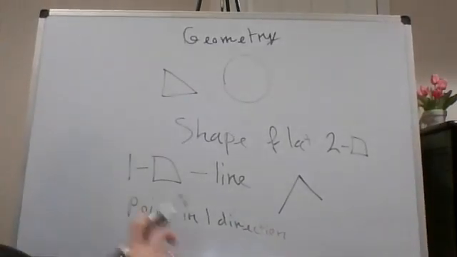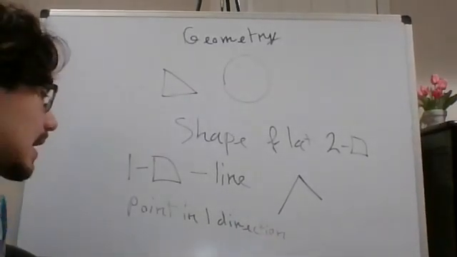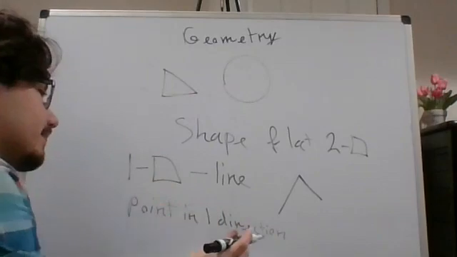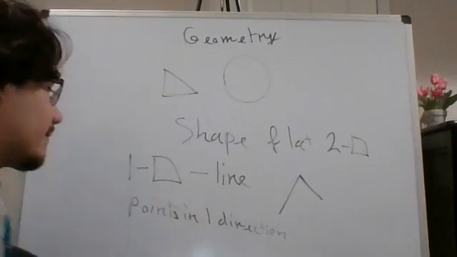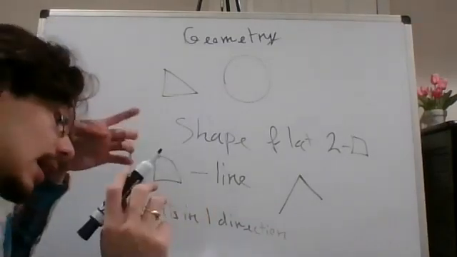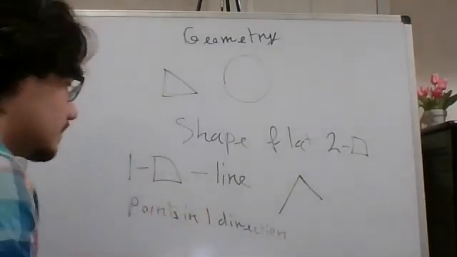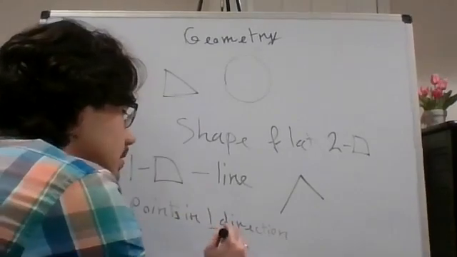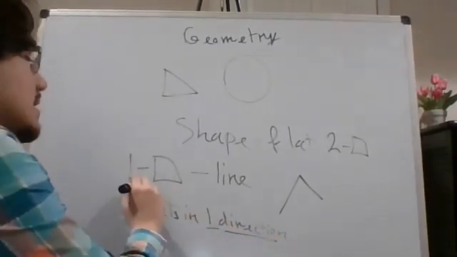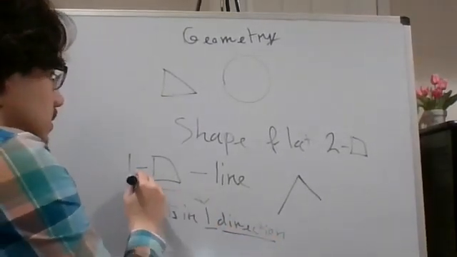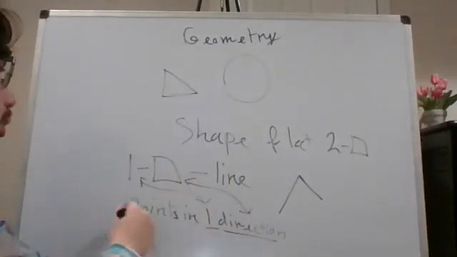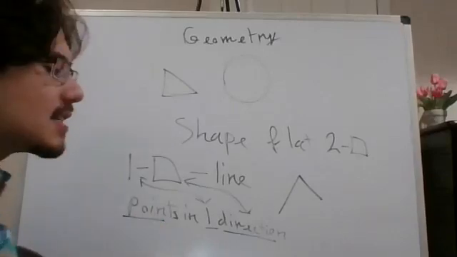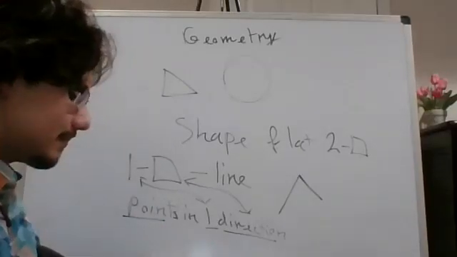If we look at the definition, it says that it points in one direction. Now let's think about that. We have one direction, which describes 1D, and we have points. Does anybody know what a point is?